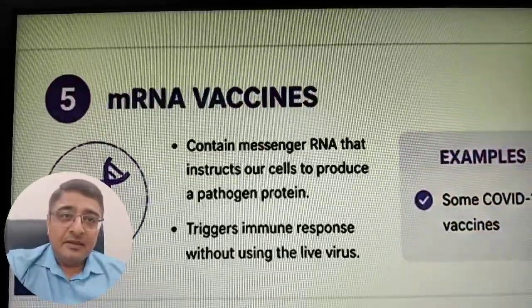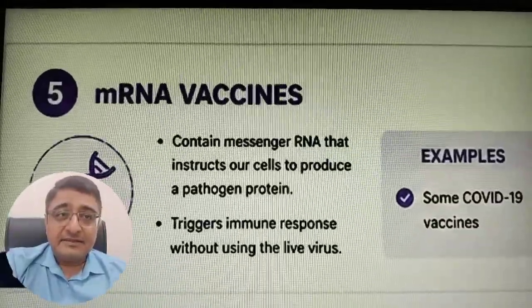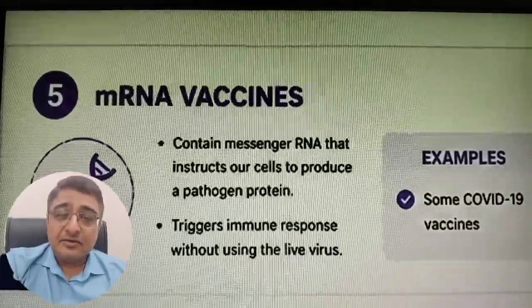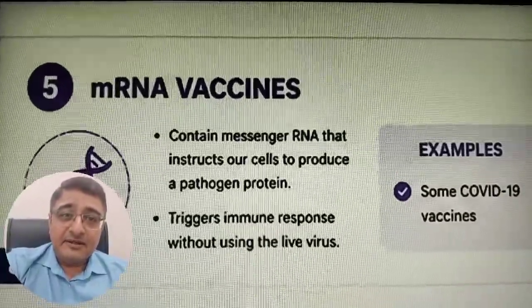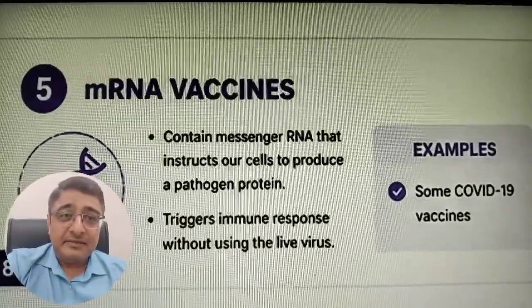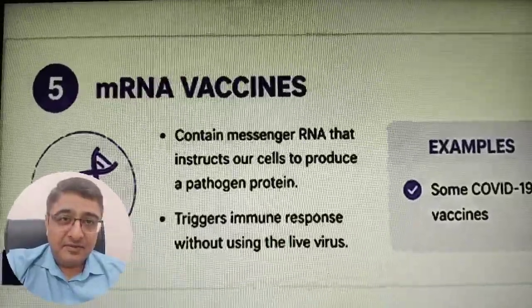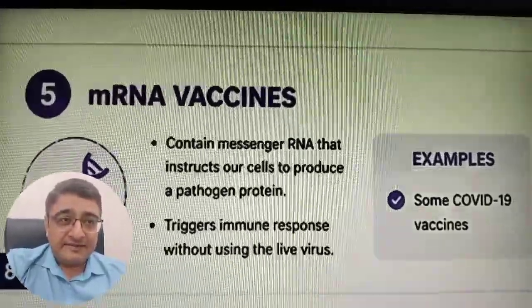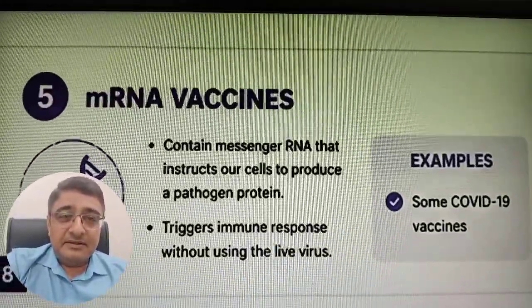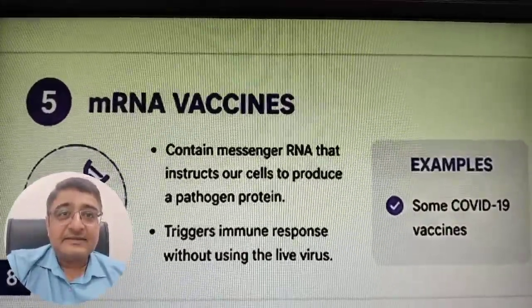Then mRNA vaccine contains messenger RNA. We all know that messenger RNA instructs our cell to produce a specific protein. Here it is a pathogen protein, and that pathogen protein will trigger the immune response without using a live pathogenic organism, or we can say virus. An example is that some of the COVID-19 vaccines are mRNA type vaccines.